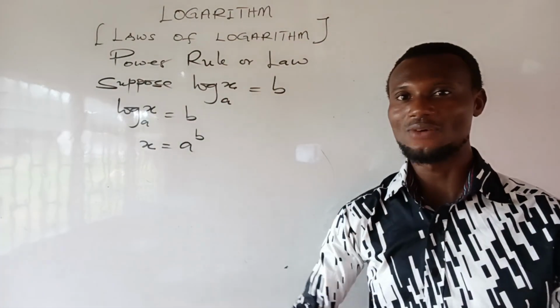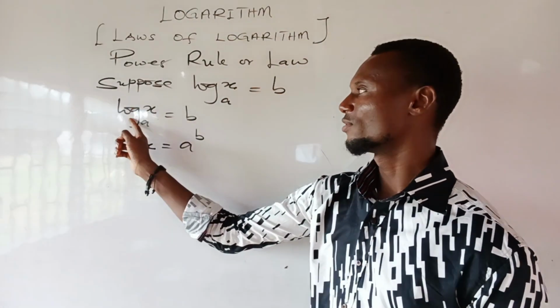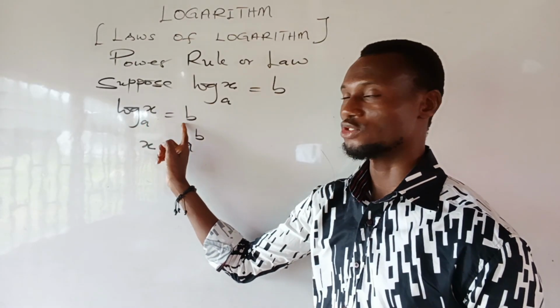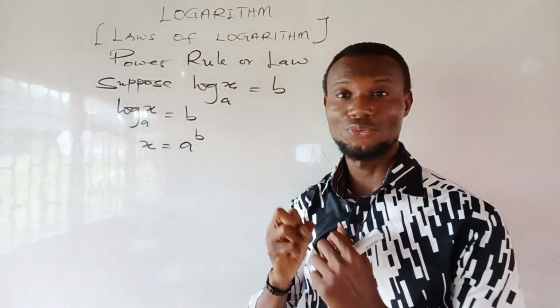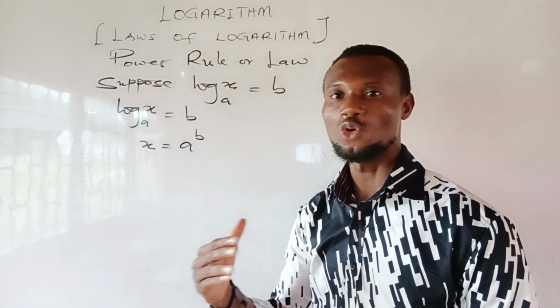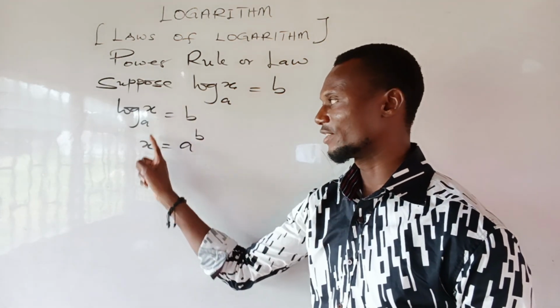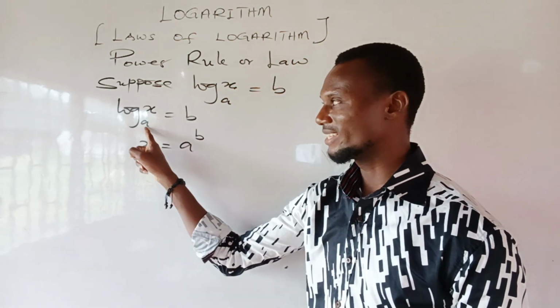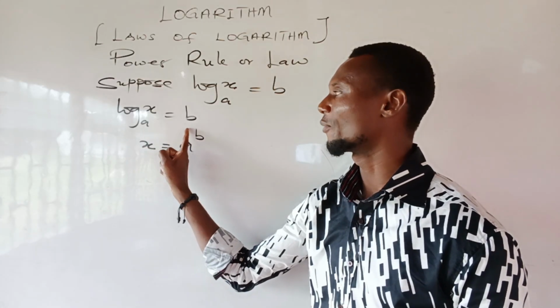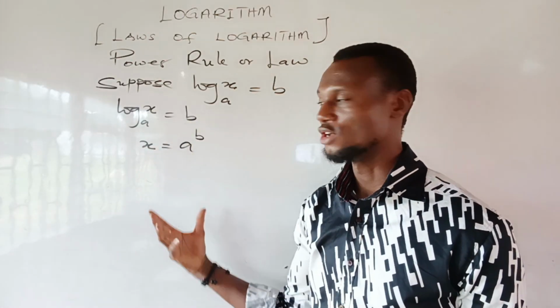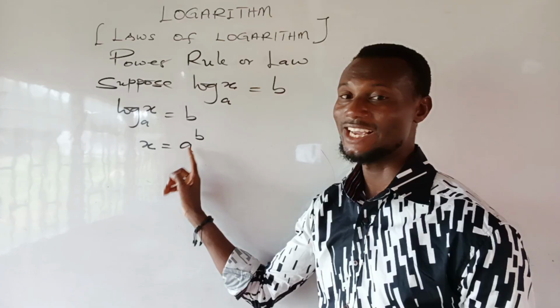Let me go over one more time. Having log s to the base a equals b, I want to rewrite it in a form that there will be no more log inside. How do I do that? Just maintain your s, which is here. The base a, which is here, will come and carry the b as a power. So it's going to be s equals a to the power b.